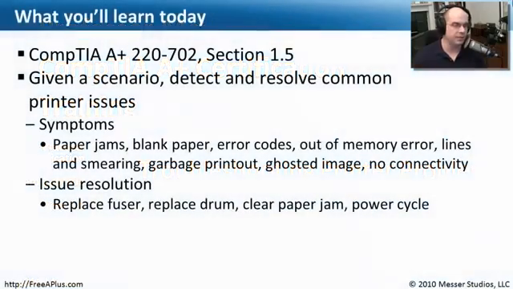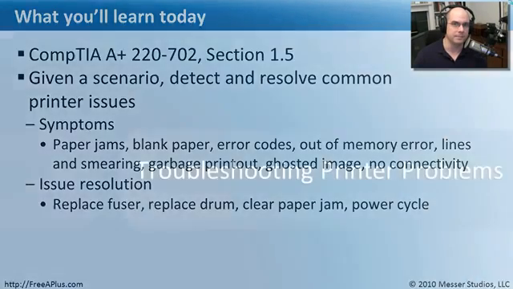This module discusses the requirements from our 220-1102 section 1.5, where, given a scenario, we need to detect and resolve common printer issues. We're going to go through a number of symptoms like paper jams, blank paper, error codes, out of memory, and a lot of other problems you may run into when printing. We'll also talk about how to resolve those problems: replacing fusers and drums, clearing paper jams, power cycling, and some other techniques that can get you out of problems that you might be having whenever you try to print something out.